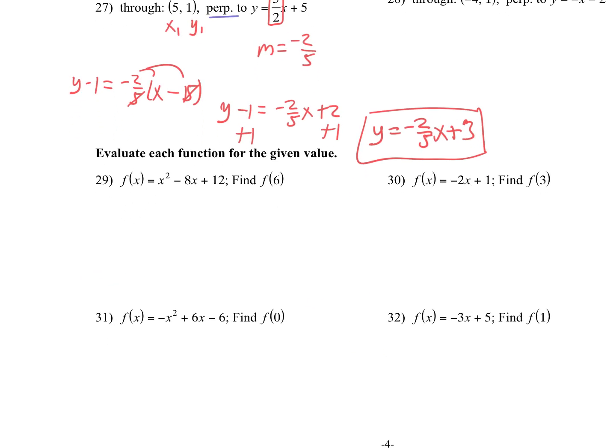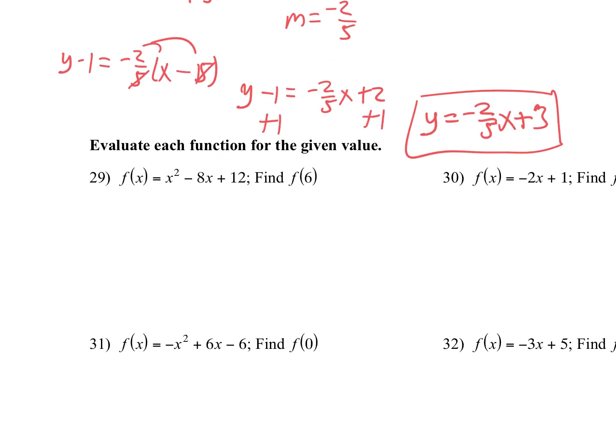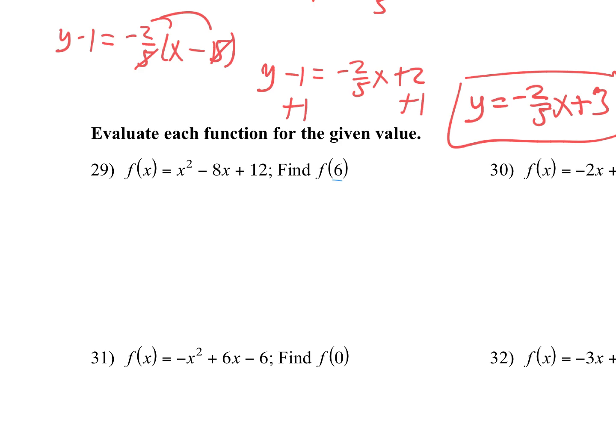So for the next part, if you're being asked to evaluate the function for a given value, for example, 29, you just need to find the number inside of the f, and you're plugging it in to f. So we get f of 6. Again, plug in a 6 everywhere that you see an x.